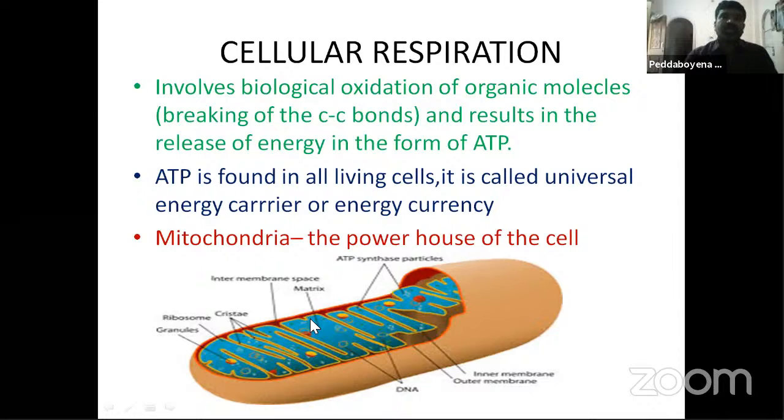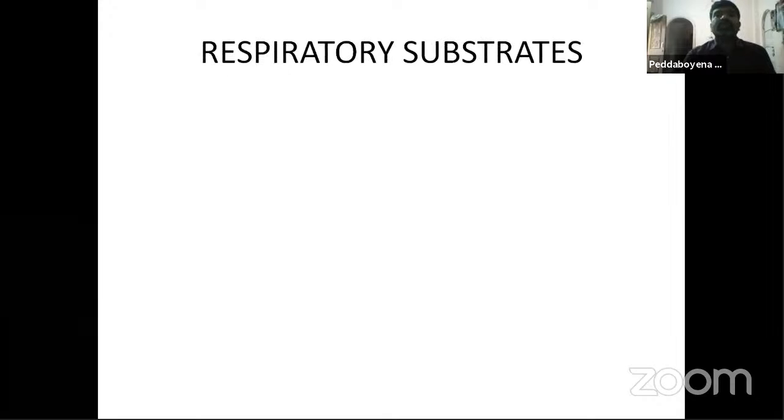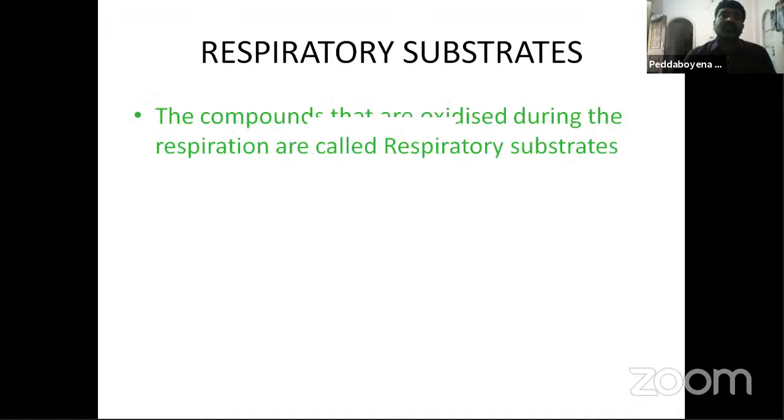So cellular respiration involves the biological oxidation of organic molecules, requiring energy for the breakdown of the carbon bonds of the substances and resulting in the release of some energy in the form of ATP. Let us now look at respiratory substrates. What are respiratory substrates? They are the compounds that are oxidized during respiration.